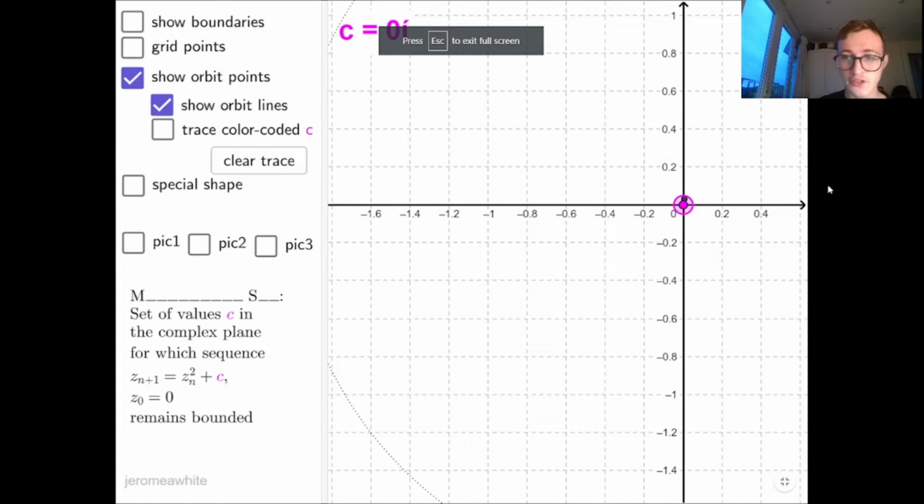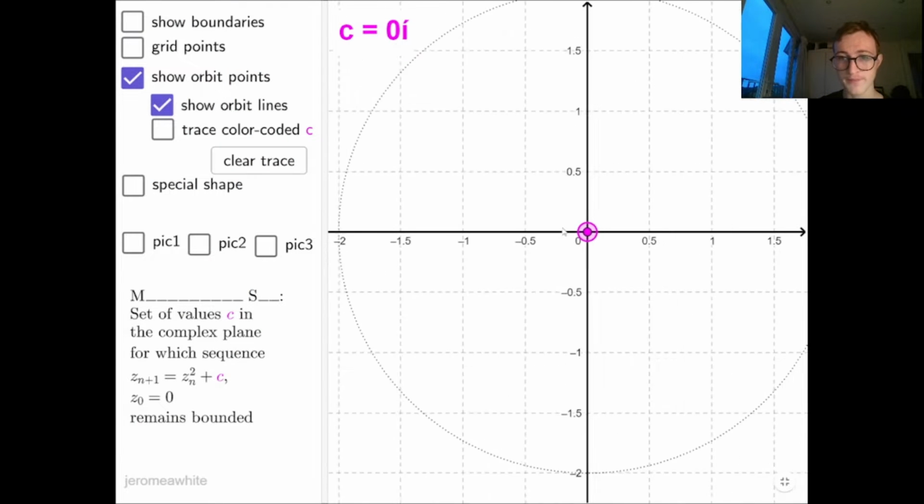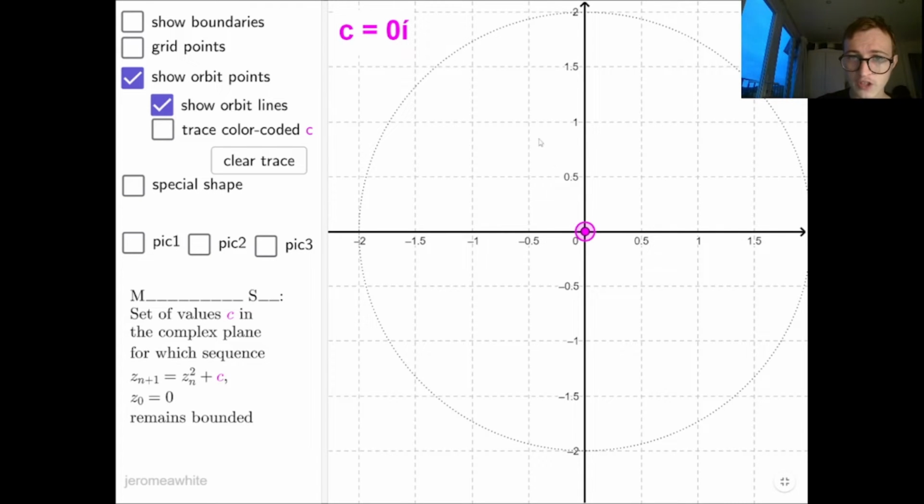Okay, so here's our animation. Let's zoom out a little bit. Okay, so here's our point c. Let's take, for example, the point here, this point 0.5i. So what does this depict? This depicts the sequence when we fix c equals 0.5i. So we start with z equals 0. So 0.5i is our first one. Then we do 0.5i squared plus 0.5i, and that gets us here. Then when we do that squared plus 0.5i, we get here.